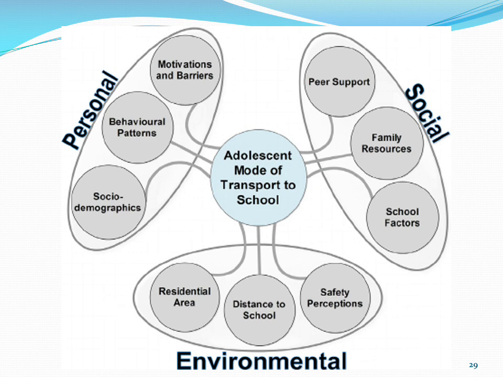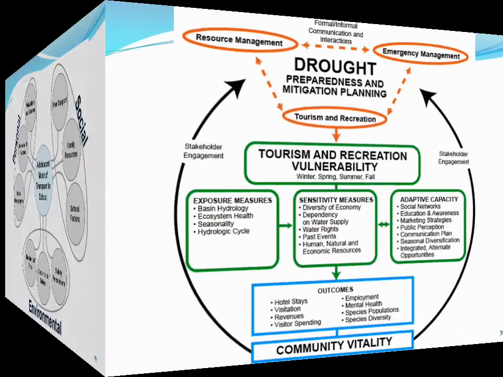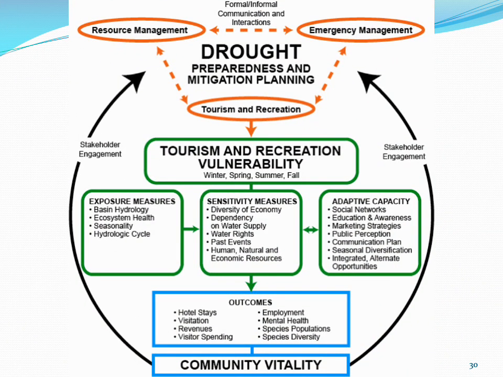So this diagram here is a way to show you how all these different elements come together and affect that central problem of how kids get to school. So this would be an example of a conceptual model. And these can become much more complex, and you can see here.